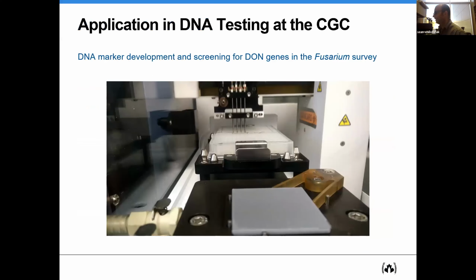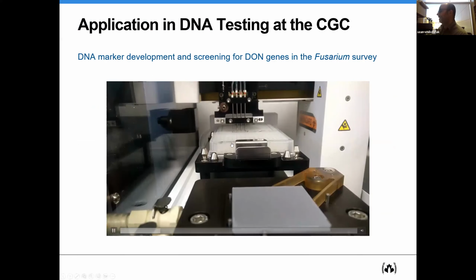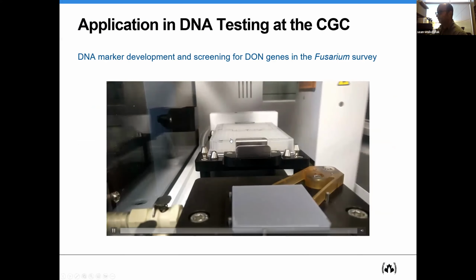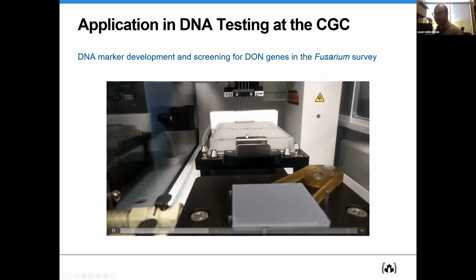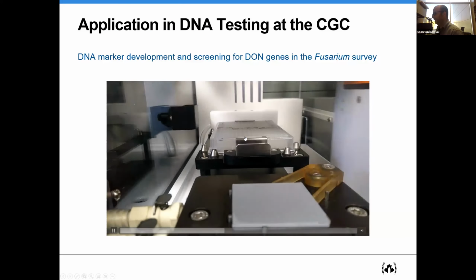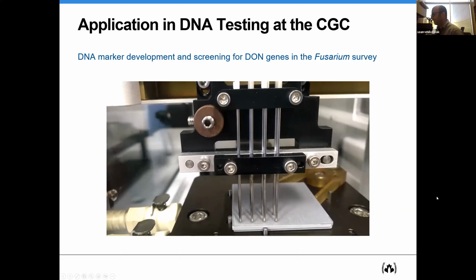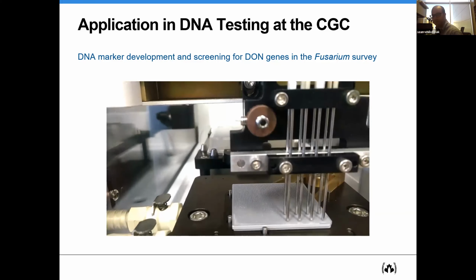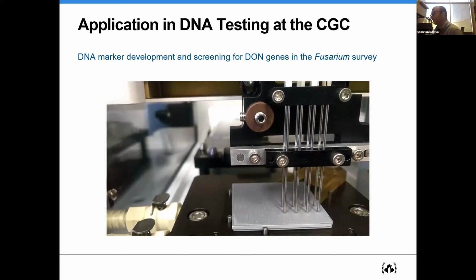This is a video of what that robotic system looks like. We have our DNA samples that we get from individual kernels, and we put the DNA in these 384 well plates in the back here. Then this machine grabs the DNA sample and pipettes them here. Each one of those little holes in the chip holds 100 nanoliters, so they're 100 nanoliter reactions.